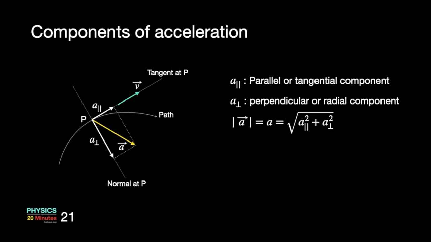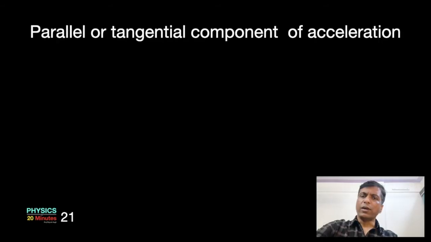The magnitude of the acceleration can be given by root of a parallel square plus a perpendicular square. How do we interpret these two components in a real world scenario? What are the functions of these two components? Let's see them one by one. First, starting with parallel or tangential component of acceleration.